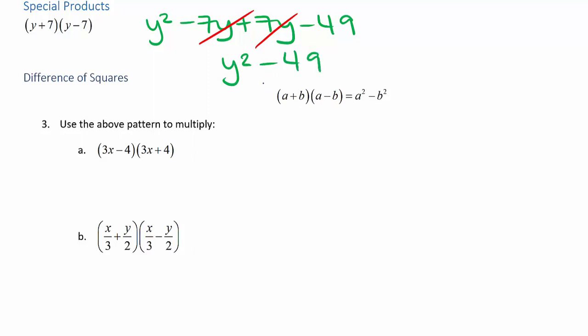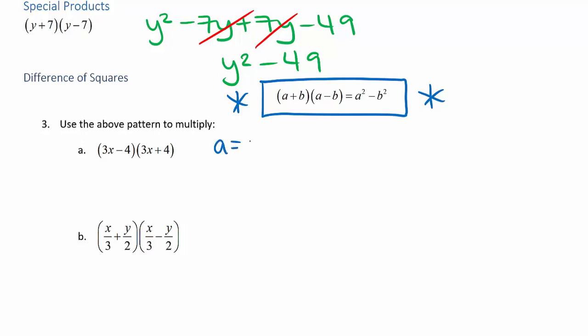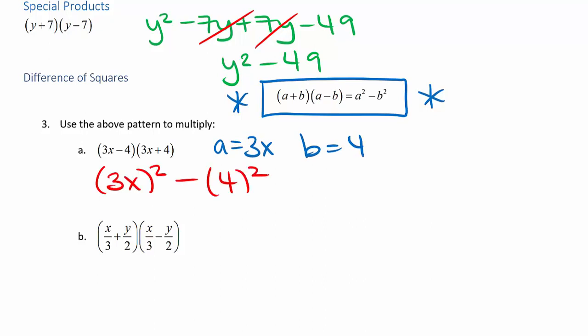Rather than writing all that out, for most people, it's easier to just remember that pattern. Anytime you multiply two binomials that are identical except for the sign in between them, you always get a difference of perfect squares. I have the formula written down in the notes, and I'll show you how this works with example 3. So 3x minus 4, 3x plus 4, that fits into this pattern. The a would be the 3x, and the b would be the 4. This pattern says we're going to get a difference of perfect squares.